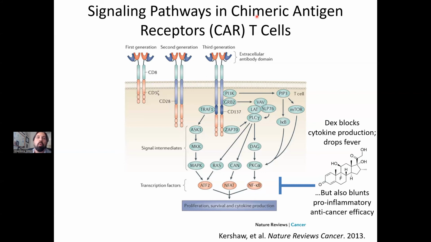So what did Carl June at UPenn do in order to get rid of those checkpoints, to get rid of those brakes, to really unleash the full power of the T cells? The way Carl June did that is he liberated the T cells from the MHC checkpoint, from the MHC barrier. How did he do that? With these chimeric antigen receptors.